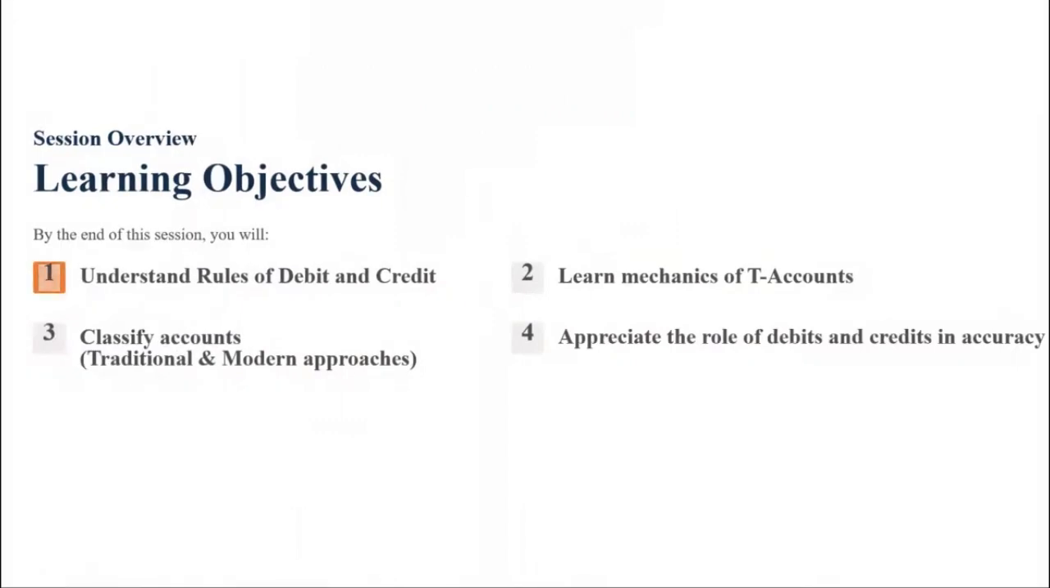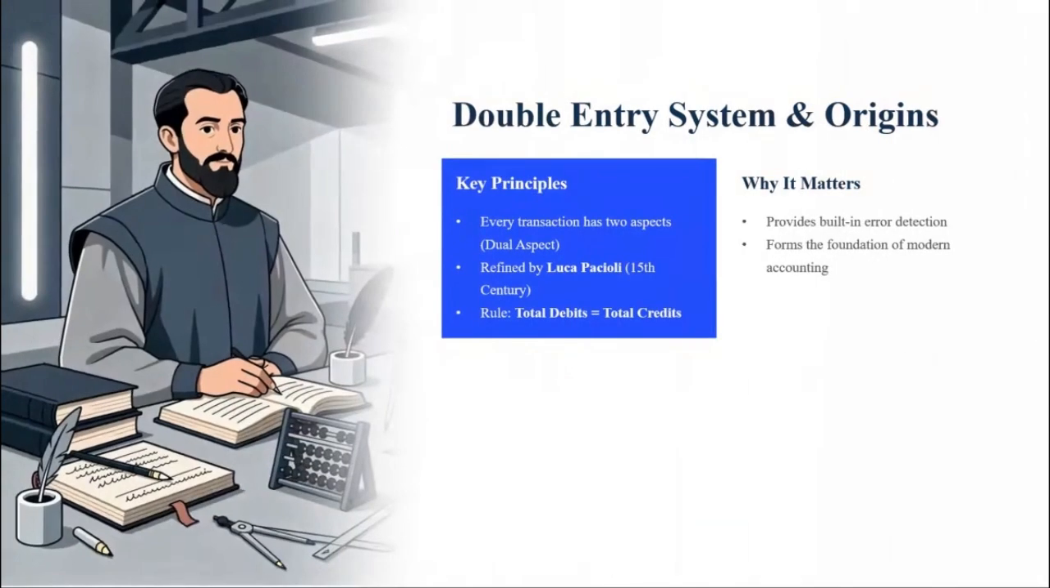Before we dive into the lecture, let us outline our roadmap for today. By the end of this lecture, you should be able to understand and explain the rules of debit and credit as they apply to journal and ledger entries. Master the mechanics of an account, specifically in the T account format, classifying accounts accurately using both the traditional British approach and the modern American approach. Identify the significance of debit and credit in maintaining the balance of financial records. These objectives are designed to move you from a basic understanding of recording to a professional level of financial analysis.